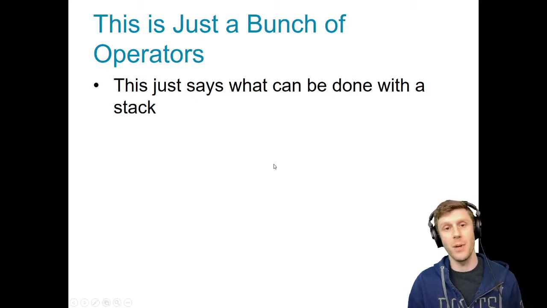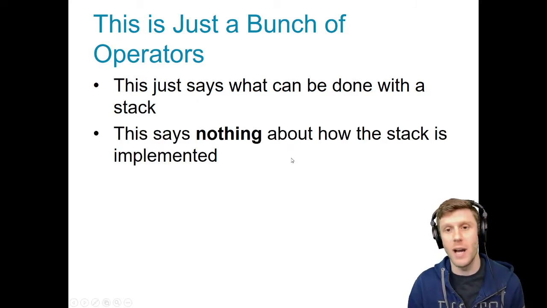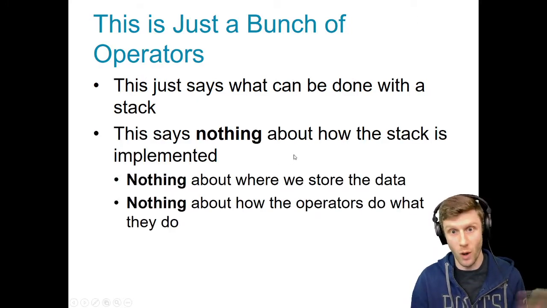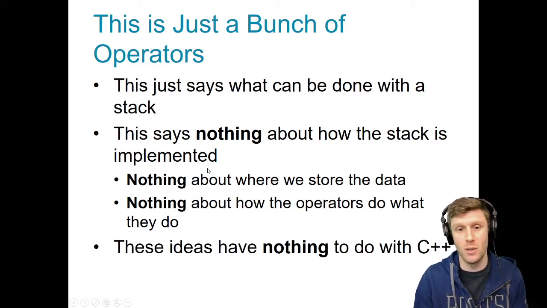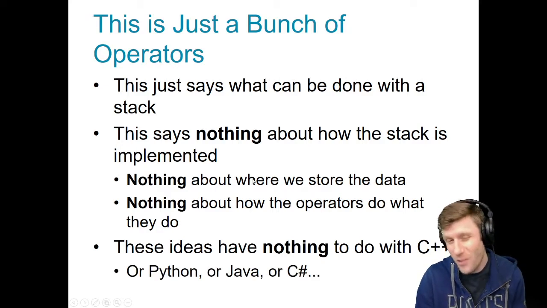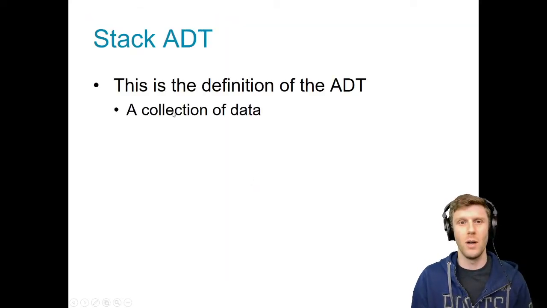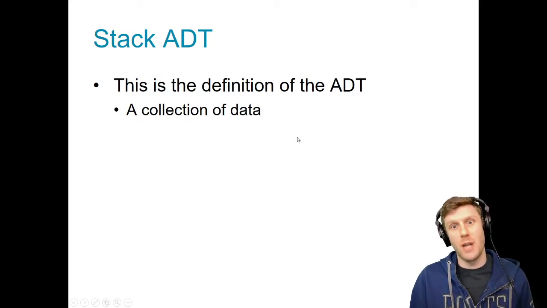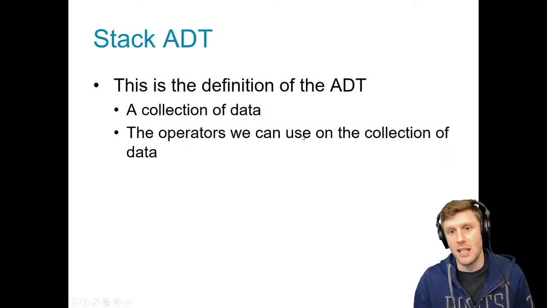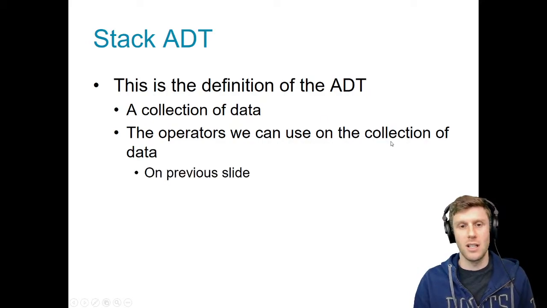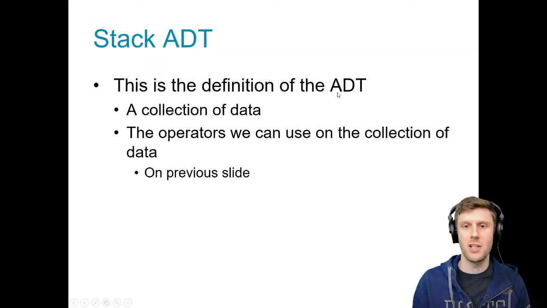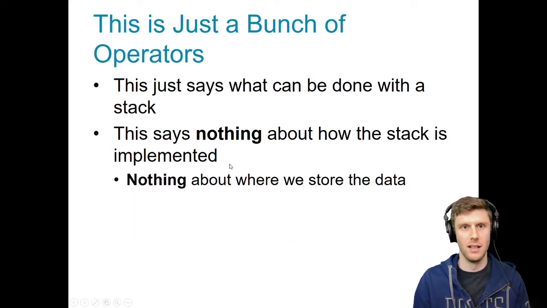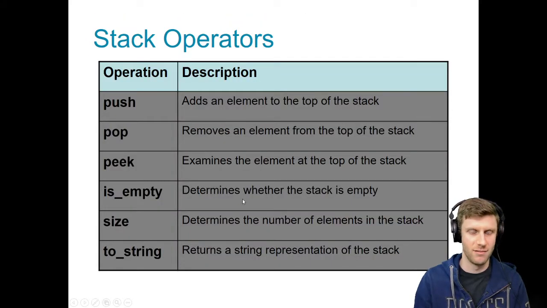So it's just a bunch of operators. We haven't said how we do anything, which is what we want. It says nothing about where we're storing the data or how the operators do what they do. We don't know. And this has nothing to do with C++ or any other programming language. So the stack abstract data type is a collection of data, and the operators we can use on the collection of the data. So that's what we saw here. This is the definition of the ADT. Loosely.